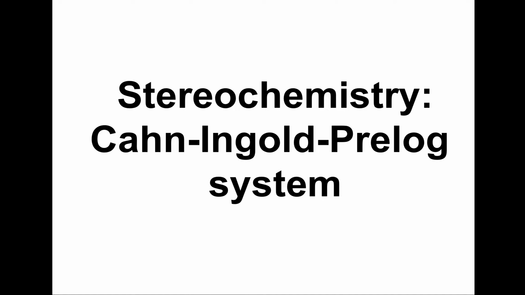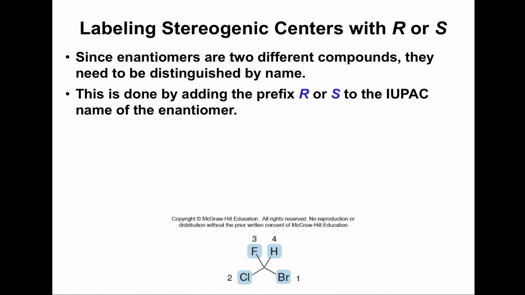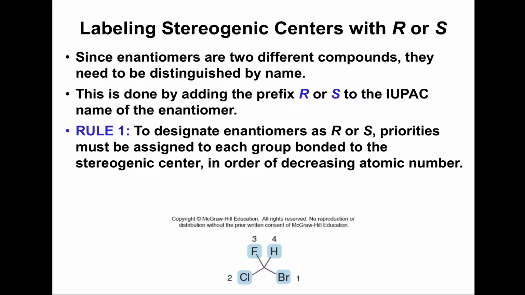By now, you are probably aware of the significance of properly differentiating between different enantiomers. Enantiomers are two different compounds with different properties, and we must indicate it. To do so, we will use the prefixes R and S in front of the IUPAC names. Like for all the nomenclature that we have seen until now, there are some rules that we must follow.